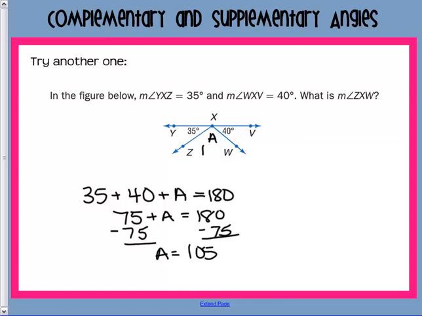Okay, so together these have to equal 180 because they are supplementary angles, okay?